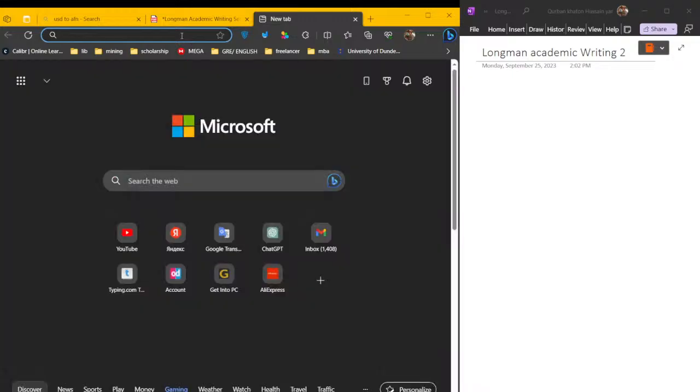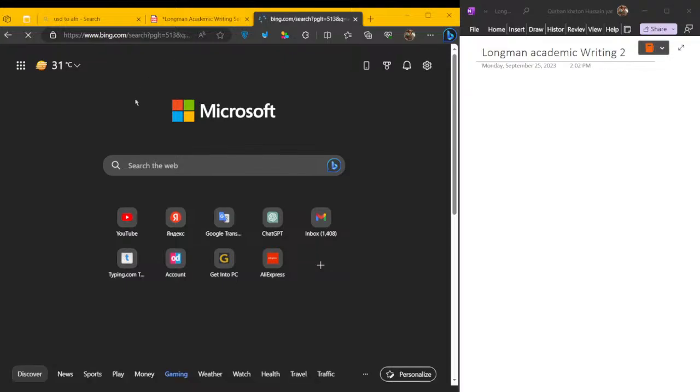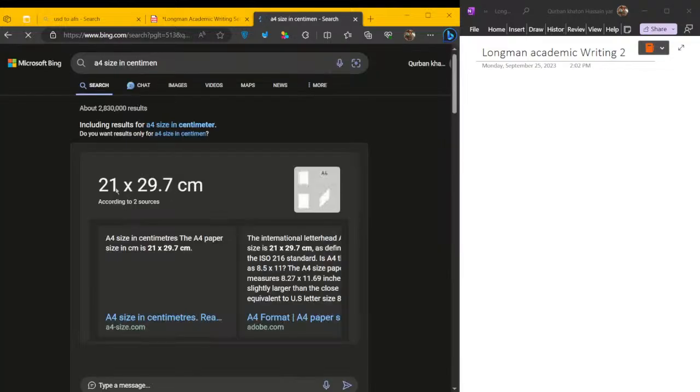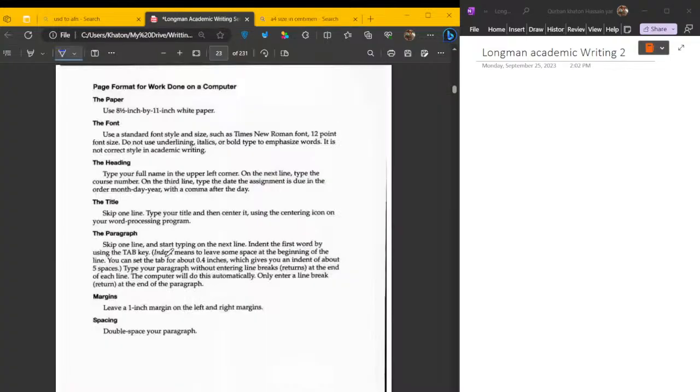And okay, let's search A4 size in centimeters. So it's 21 by 29.7 centimeters. The font: use a standard font style and size, such as Times New Roman font, 12-point font size. Do not use underlining, italics, or bold.